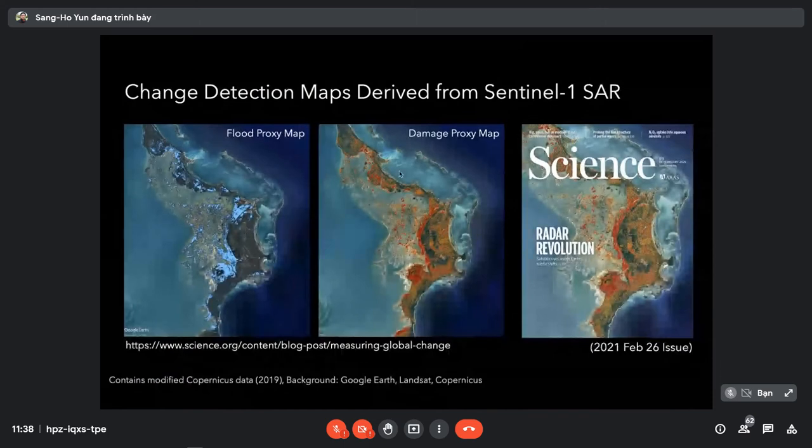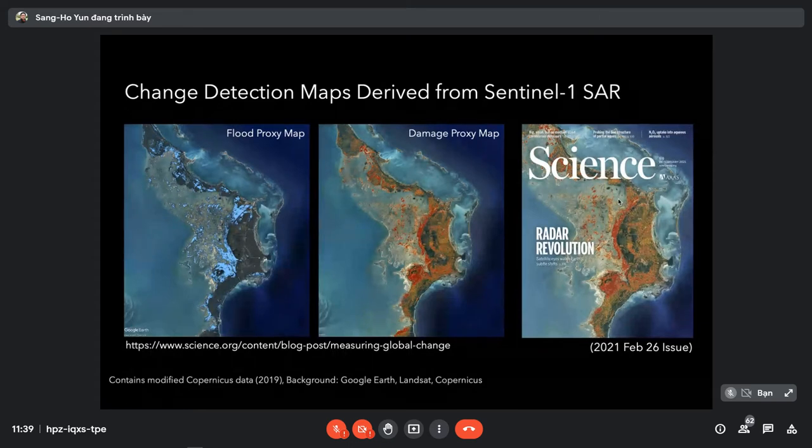Using that information, we've supported more than 100 major disaster events globally for the past 10 years. This is one example. Hurricane Dorian hit the Bahamas in September 2019. Using European Space Agency's Sentinel-1 data, we produced a flood extent map as well as a damage proxy map. I worked with the science visualization team to produce this figure that was featured in Science magazine earlier this year, and they also have a nice featured article about the SAR data.